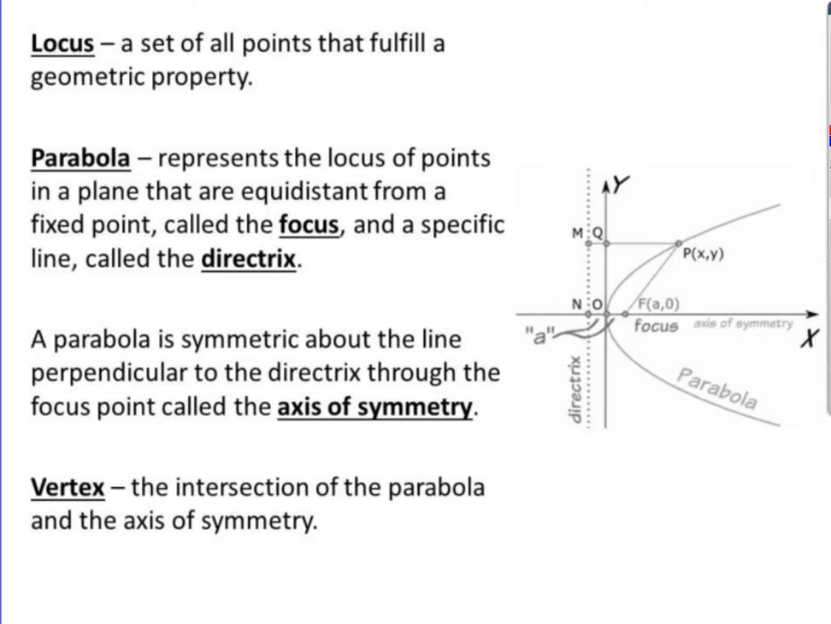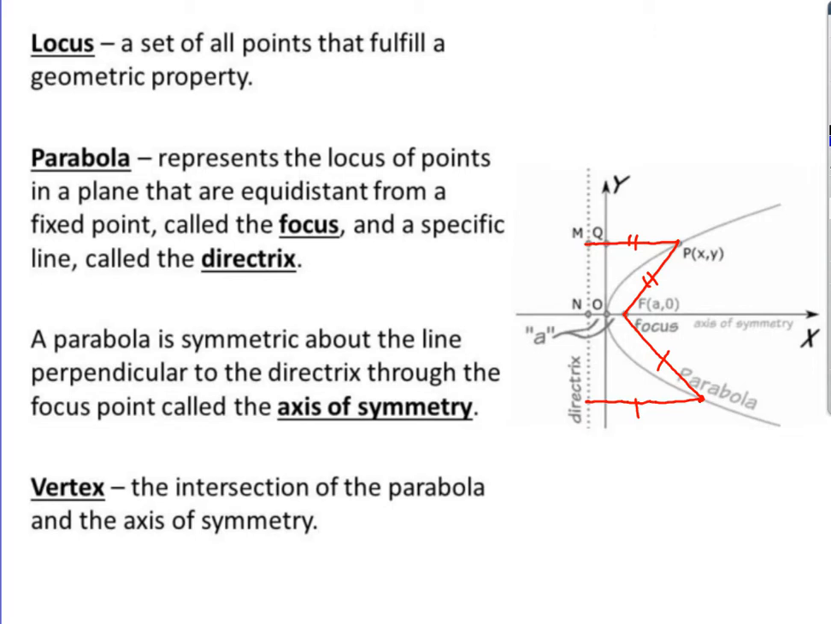So any point on that parabola is going to be the same distance from the focus to that point as it is from the directrix to that point. So if I pick this point over here, it's the same distance to my focus as it is to my directrix. These values are the same, these values are the same. It's going to be the same for all values that are on the parabola.